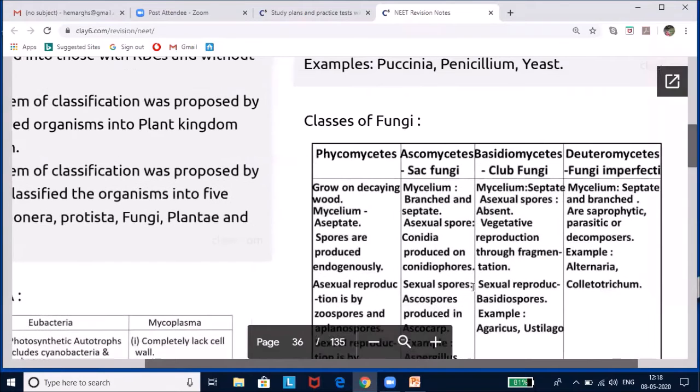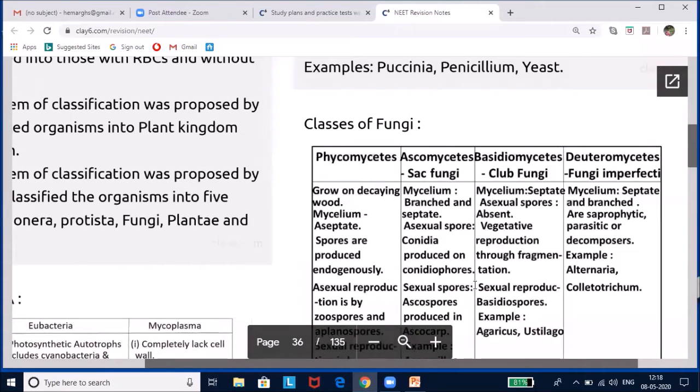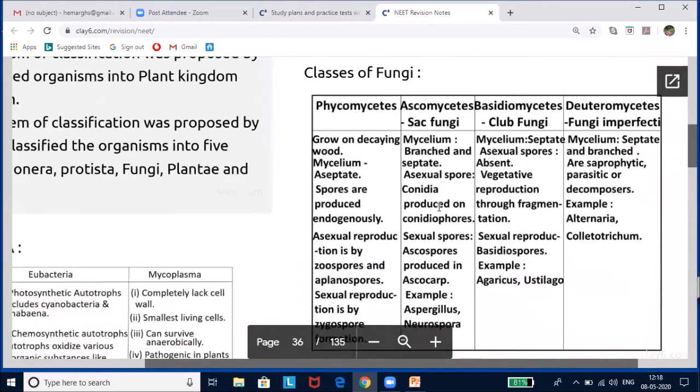Now the classes are Phycomycetes, Ascomycetes, Basidiomycetes, and Deuteromycetes. Now let me look at Phycomycetes. They are all aquatic organisms. Mycelium is aseptate or cenocytic. Cenocytic means multinucleate cell, which is due to multiple karyokinesis. That means to say that nucleus has divided many times without cytokinesis, as a result of which you will find multinucleate cell condition.